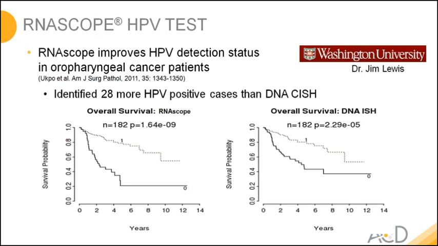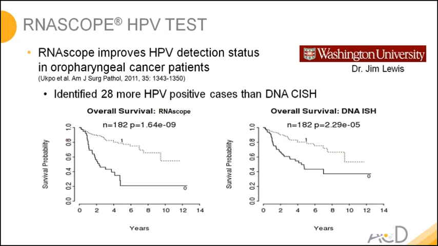He had a cohort of 182 patients, and he compared how many positive HPV cases he finds, RNAscope versus the standard DNA SISH. And RNAscope was able to identify 28 more positive cases because of the increased sensitivity. And then you plot the survival curves of the positive versus the negative. And what you can see here, a HPV positive patient has a much better prognosis than the HPV negative.